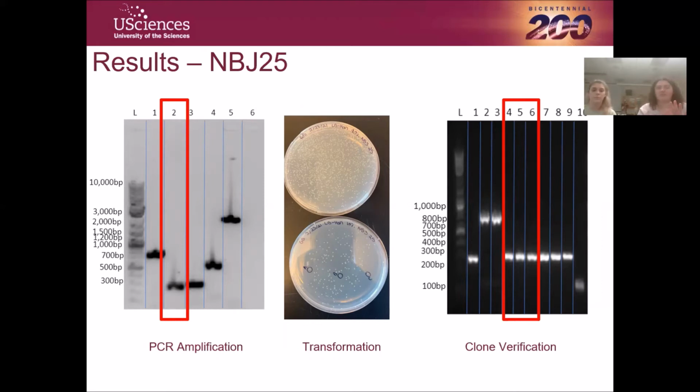And then we were able to successfully get that plasmid into the E. coli, but then we need to make sure it contained that gene of interest. So we were able to do clone verification, and that's what you see here in the last picture via PCR, and the amplicon size that we were looking for was around 300 base pairs, and that's what we saw produced here.